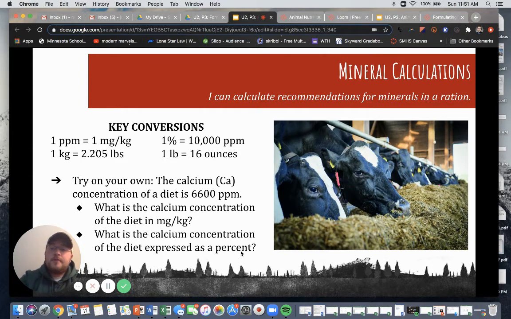Next problem. Try this one on your own. The calcium concentration of a diet is 6,600 parts per million. I want you to tell me what the calcium concentration of the diet is in milligrams per kilogram, and I would like you to tell me the calcium concentration of the diet expressed as a percent. So why don't you hit pause, try to work through this on your own, and if you get it right, awesome.